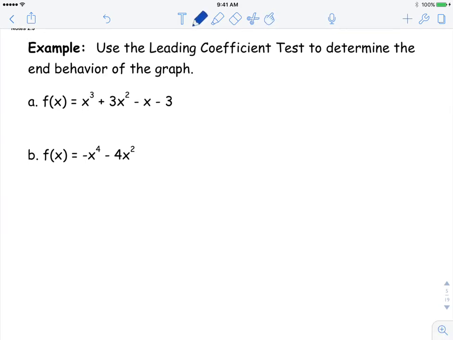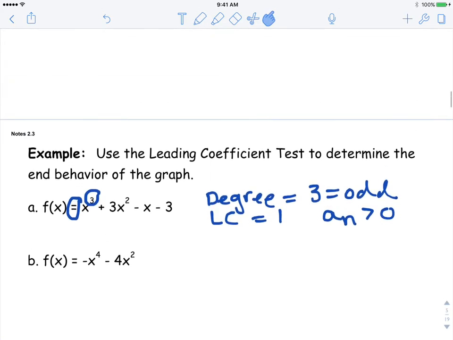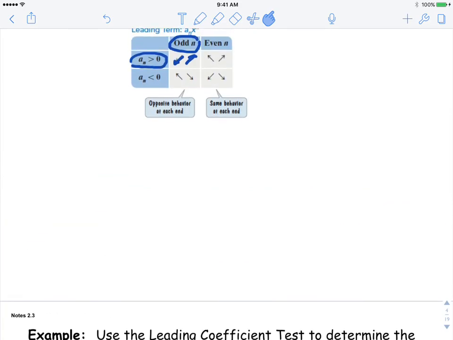All right, so let's go ahead and use the leading coefficient test to determine the end behavior. So we first look for the degree. That degree is 3, which means it's an odd number. Then we look at the leading coefficient. The leading coefficient is 1. That number is greater than 0, or positive. So if we go back up to this chart, odd and a positive tells me this is my end behavior. So I'm falling on the left and rising on the right.